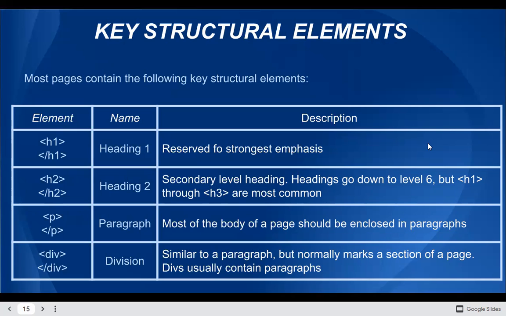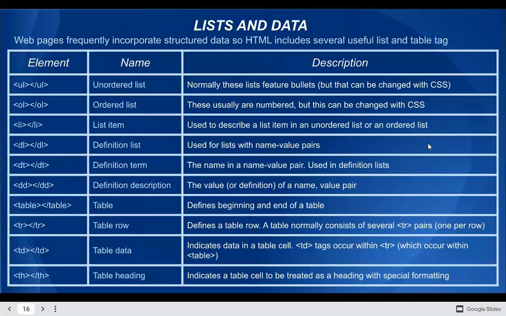Okay. Then we have a paragraph. When we need to define a paragraph within an HTML page, we use the paragraph tag. Then we have divisions, which are similar to the paragraph, but normally mark a section of the page. Divisions usually contain paragraphs.